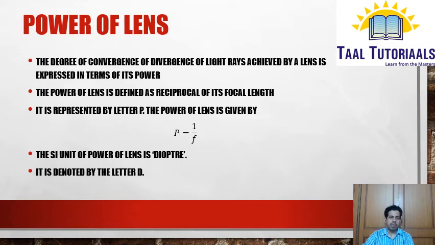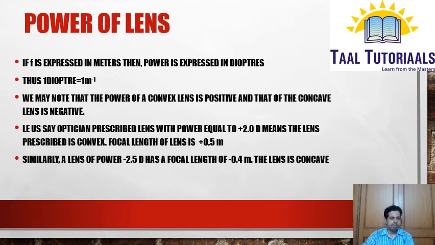The power of a lens is defined as the reciprocal of its focal length. It is represented by the letter P, and the power of a lens is given by P is equal to 1 by f. So you can remember the formula, P is equal to 1 by f, or f is equal to 1 by P also you can write. The SI unit of power of a lens is diopter. You have to remember this unit. It may be asked for 1 mark. It is denoted by the capital letter D.